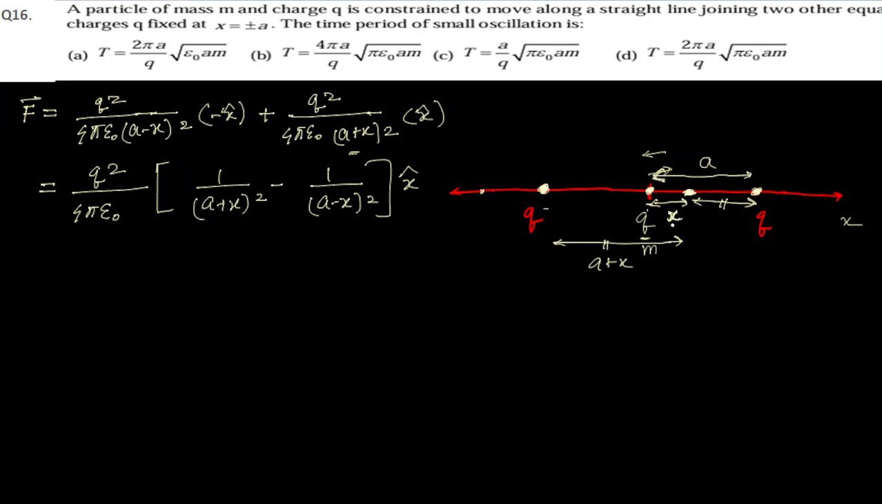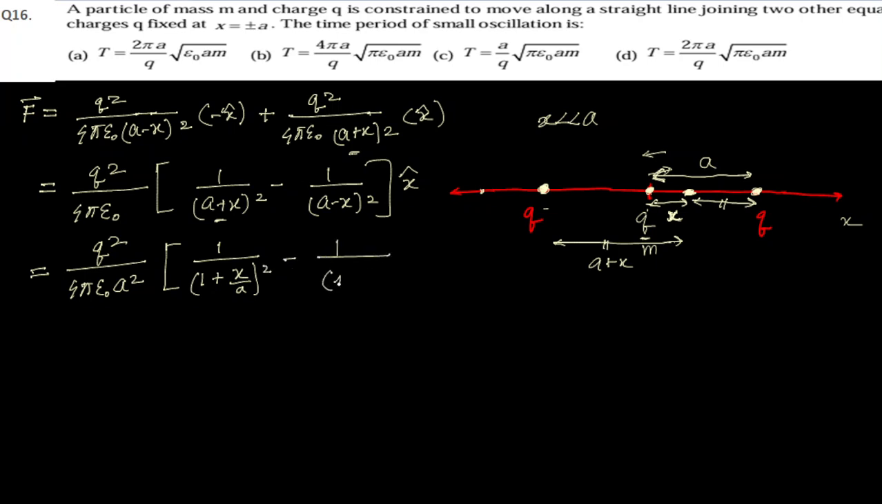Now we assume that this displacement is much less than the distance a. If we take a squared common from the square bracket, we get Q squared divided by 4 pi epsilon naught a squared, and inside the bracket we get 1 by (1 plus x divided by a) whole squared minus 1 by (1 minus x divided by a) whole squared.